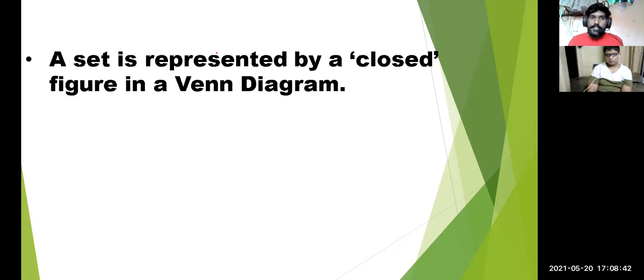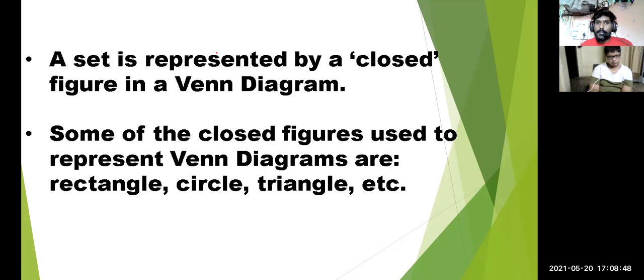Okay. A set is represented by a closed figure in a Venn diagram. Now, what is a closed figure? To represent a set, we can use a closed figure that is a rectangle. So a rectangle is a closed figure. Do you understand the meaning of closed figure? That means it is covered from all sides, from all directions it is covered.